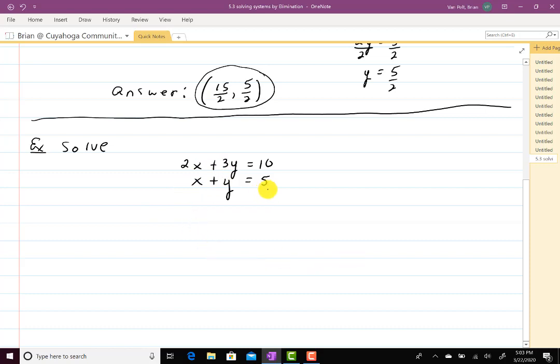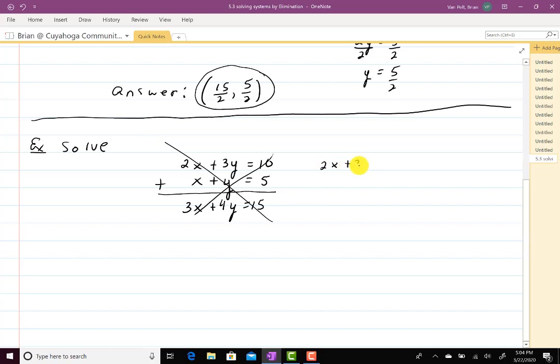If you do this, and I see students do this all the time, you get 3x plus 4y equals 15. While that's a true equation, it doesn't do anything for us. This is a worthless effort. Instead, let me try again here.